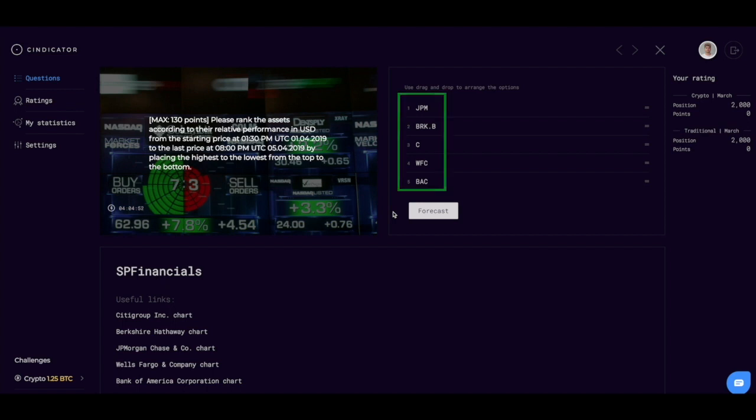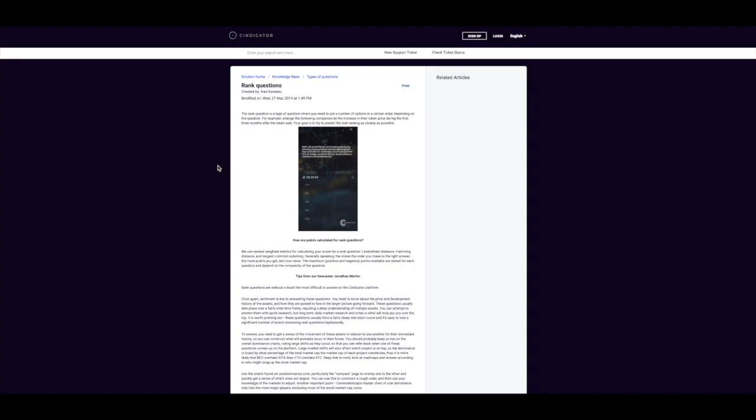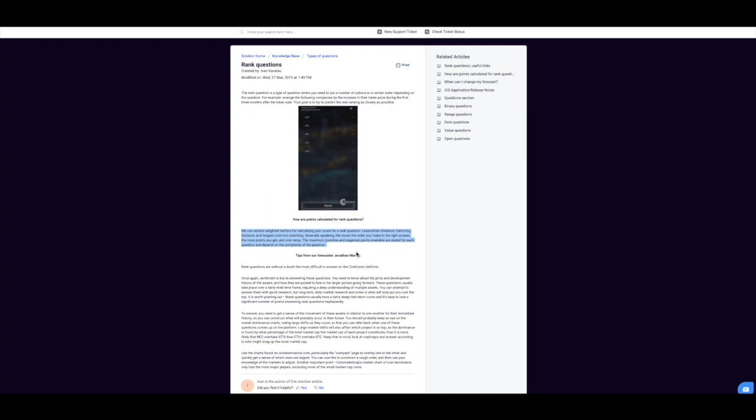For the rank questions, you need to put a number of options in a certain order. For example, a question might ask you to arrange assets by the return of the next week. It's also important to know how the points are calculated. You can click on this section here. It will redirect you to the support portal, and you can see how the points are calculated for this question. So let's get back to the question.